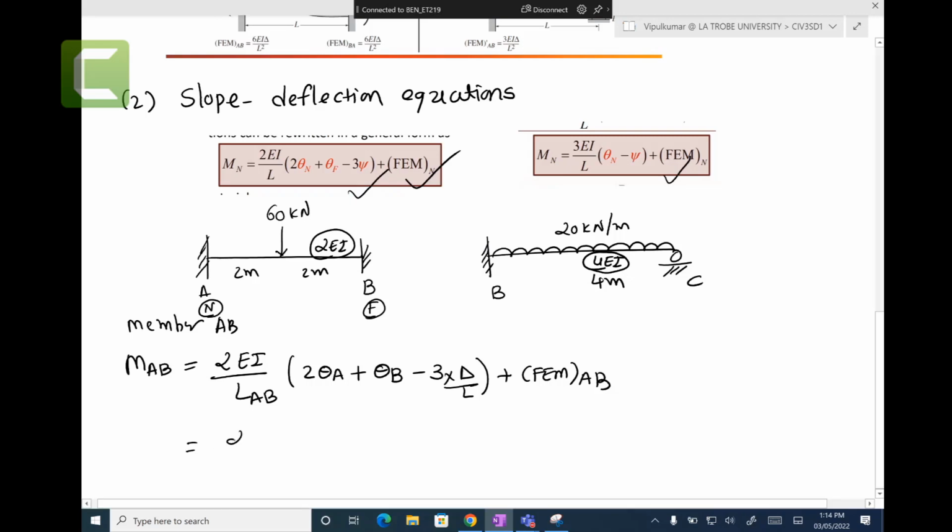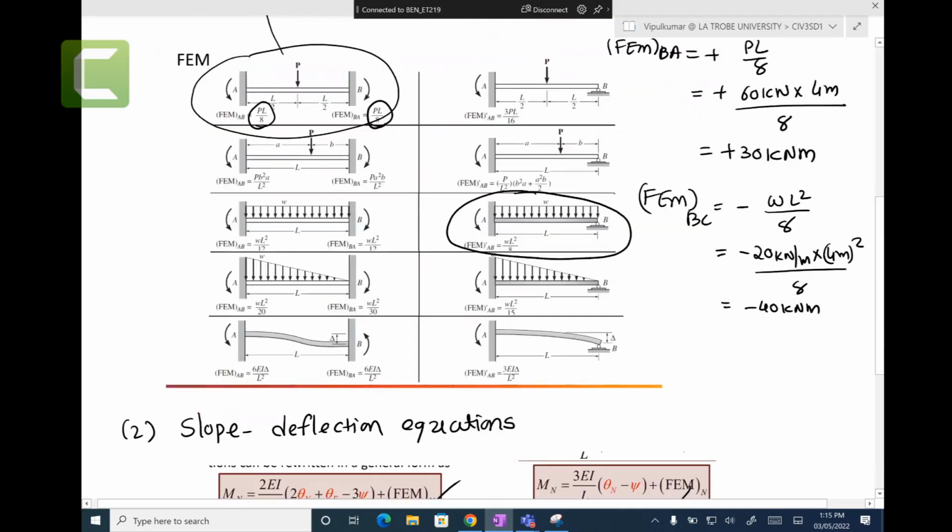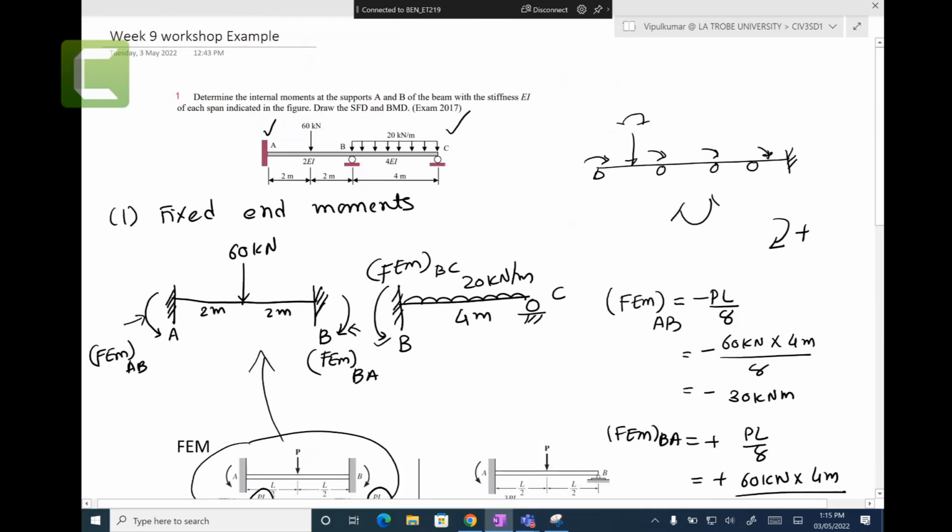Right, in that case, 2 EI is 2 EI because it's given here in the questions, over length is 4 meters, times theta A. Look at that. If I draw the loading, you have a slope here, and you will have a slope here. So theta A is 0 because it's a fixed support. The point A cannot go horizontally, cannot go vertically, cannot go in X, cannot go in Y, and it cannot rotate. So theta A is 0, theta B is not 0, theta C is not 0.